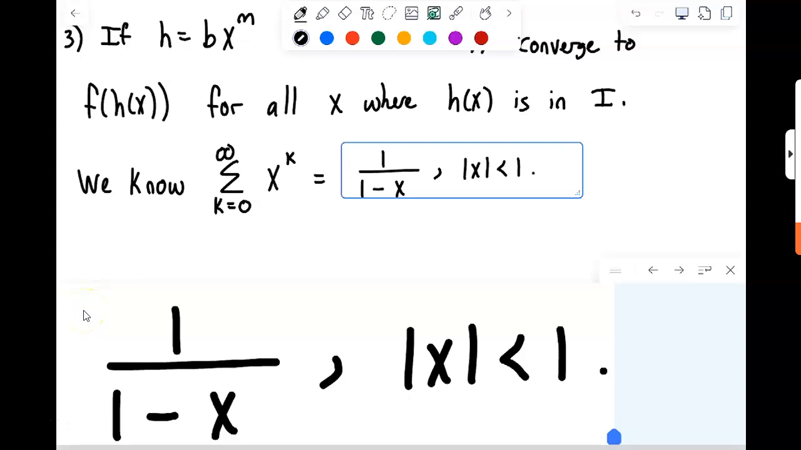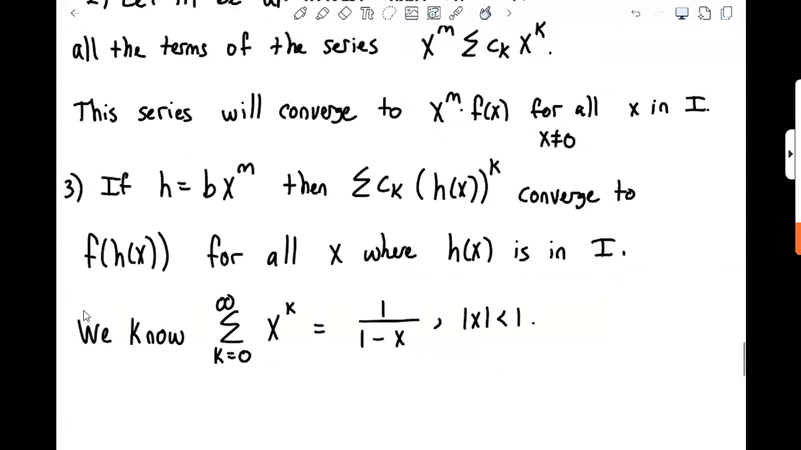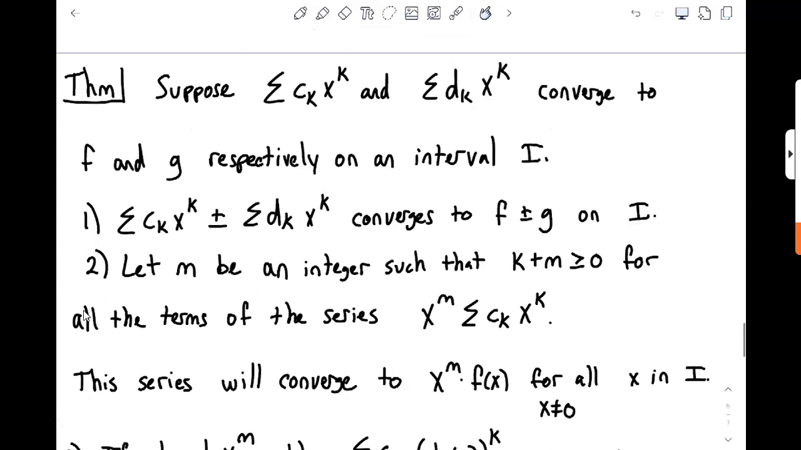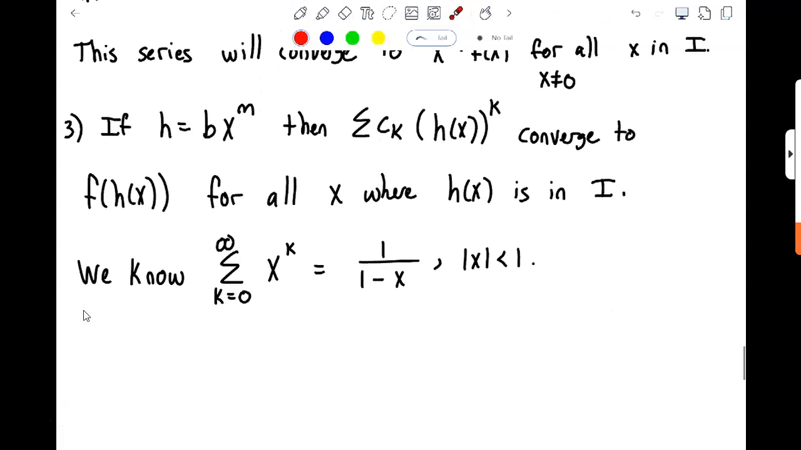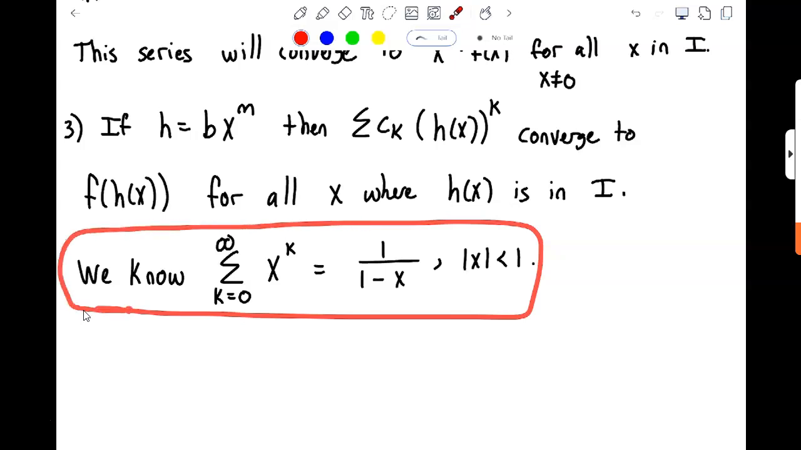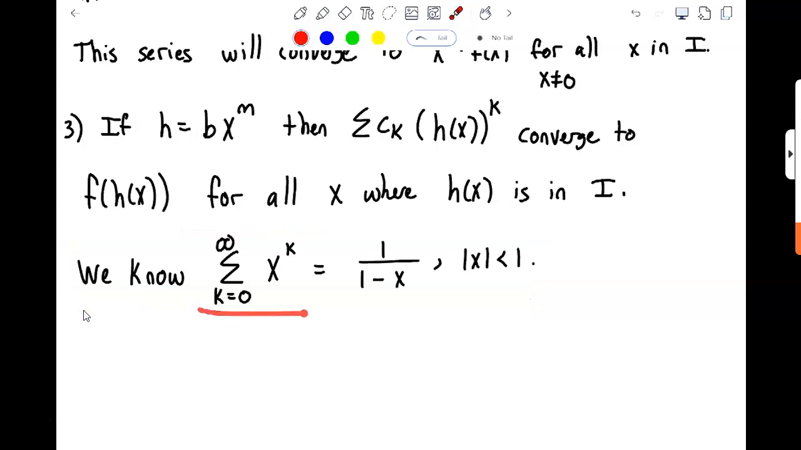All right, welcome back. So previously we looked at this theorem, which we're going to be using now. It has really three results: one for a sum, one for multiplying by a power, and one for composition. So we're going to use that now in conjunction with the one series we absolutely know what it converges to, and that is our geometric series, or the power series that results from the geometric series.